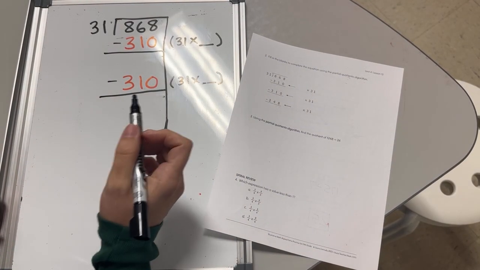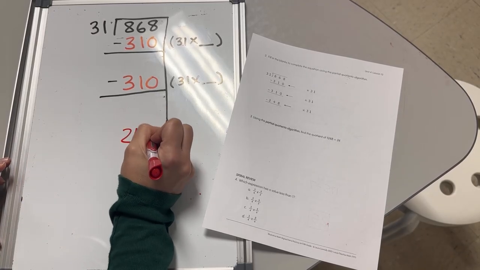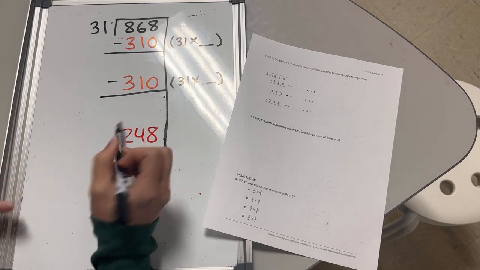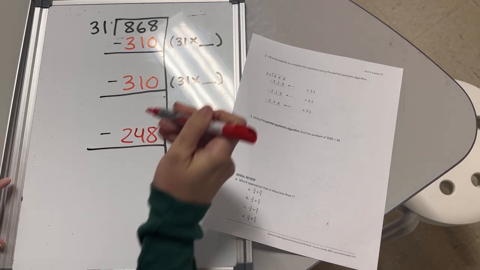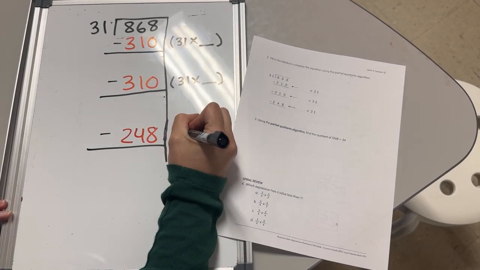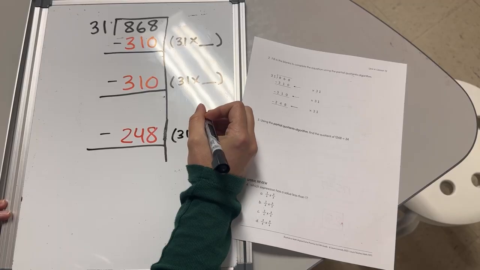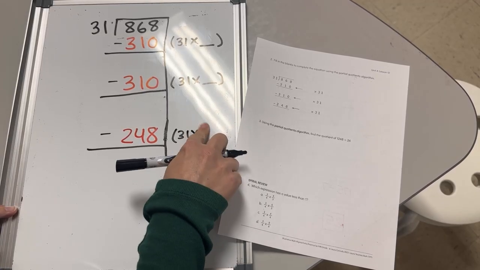And then they did that another time, but this time it was 248 that they subtracted, not 310. And we had to figure out, well, 31 times that blank is supposed to be giving us 248. That's a blank.